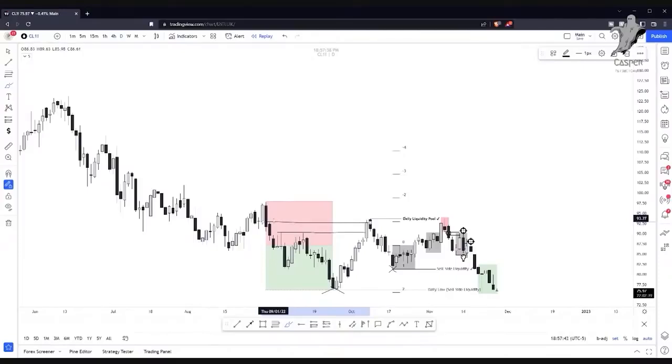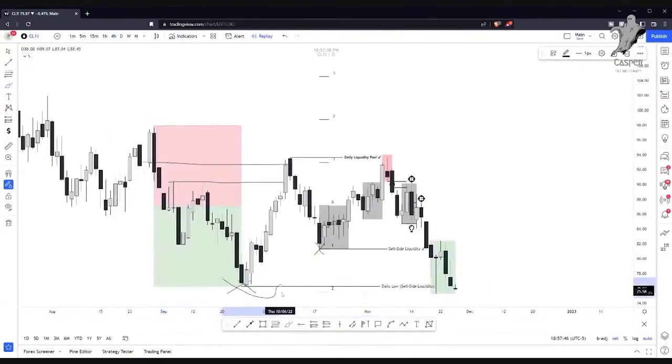And we know that we've moved into a premium. We've swept out all liquidity. We have no reason to go anywhere but here. So that would be an example of properly using the higher time frames to target.